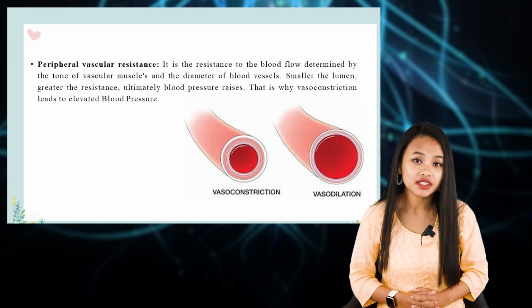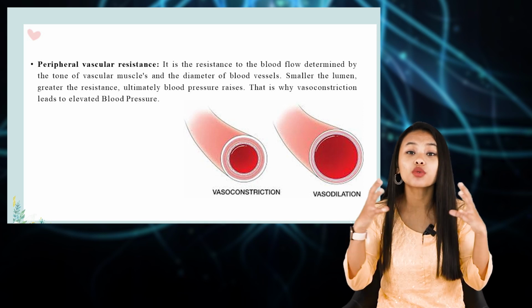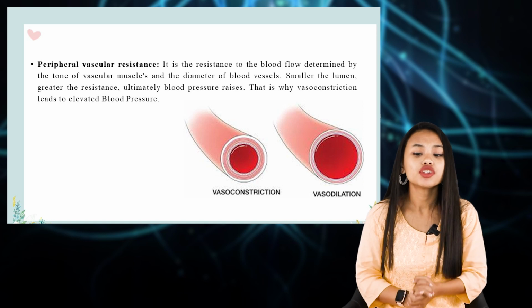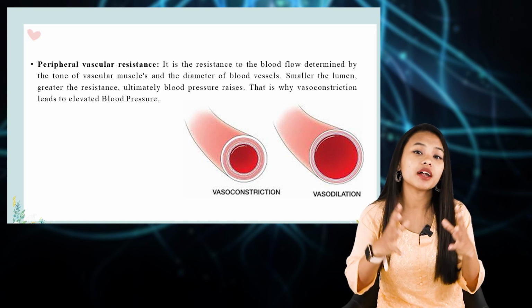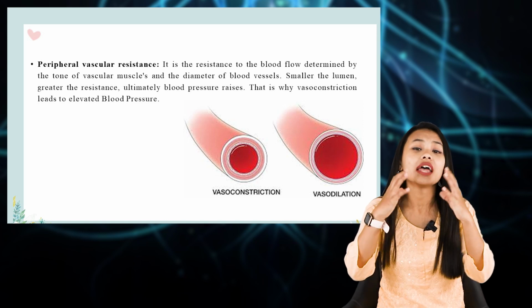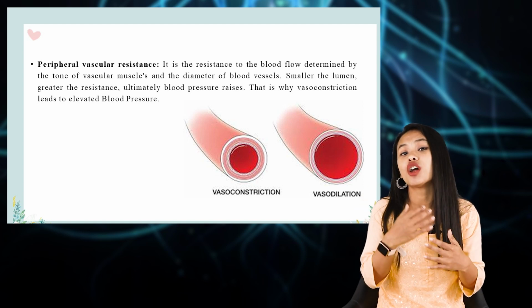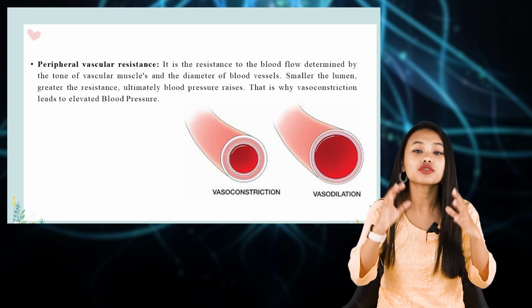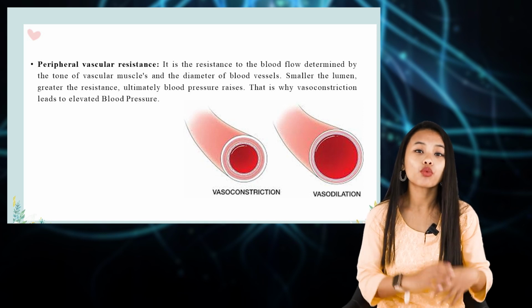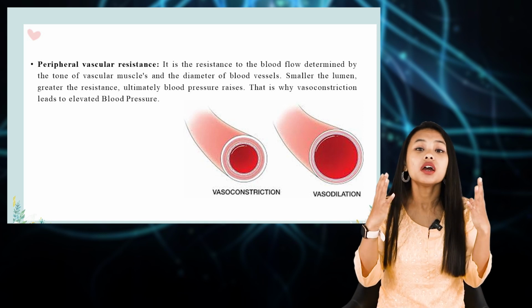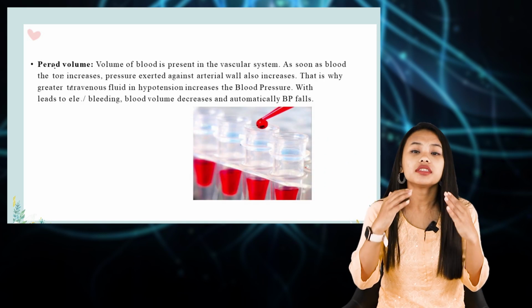So what happens here is that the smaller the lumen, the greater will be the resistance, and ultimately this will lead to an increase in the blood pressure of an individual. That is why vasoconstriction leads to an elevation of the blood pressure. So I hope you guys have understood what this peripheral vascular resistance does. Now then, moving on to the next one, that is the blood volume.